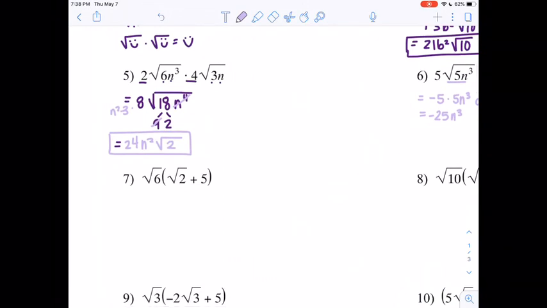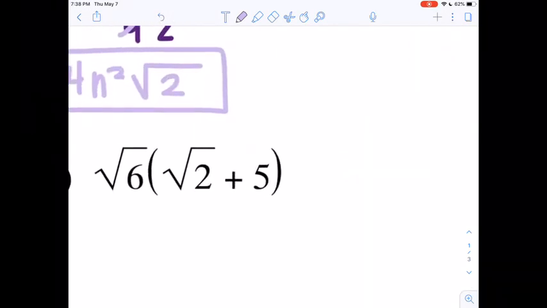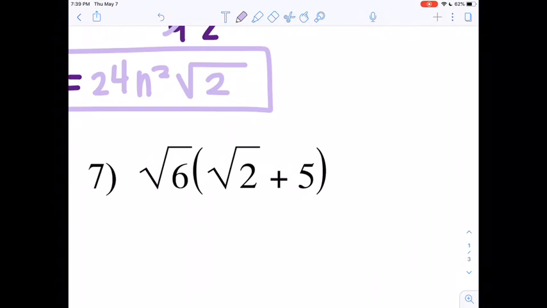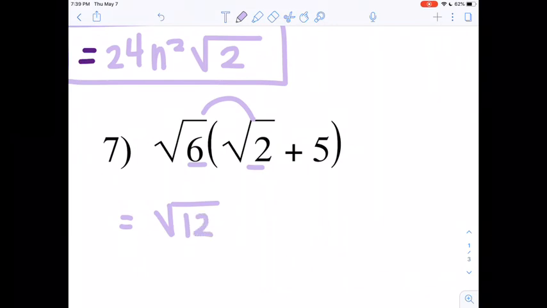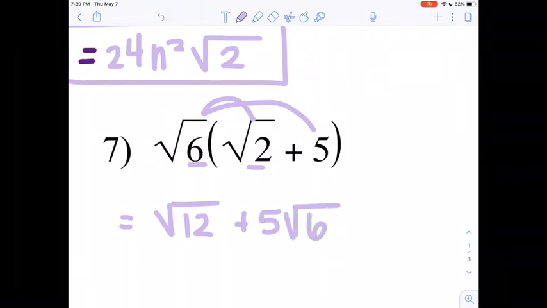Okay, now when you get problems like this, it tends to get a little bit easier. Literally all you're doing is distributing. That's it. So what you're going to do is multiply root 6 by the square root of 2. So multiply the two inside numbers together. That's the square root of 12. And then the square root of 6 times 5. Well, 5 is not inside of a radical, so that 5 is going to stay on the outside, and that 6 is going to stay on the inside. It does not become the square root of 30. I repeat, it does not become the square root of 30 because 5 is not in a square root.